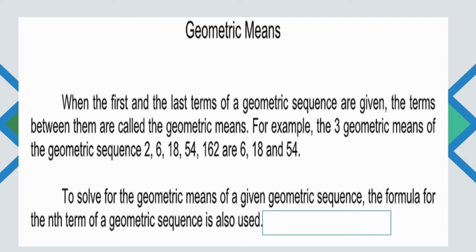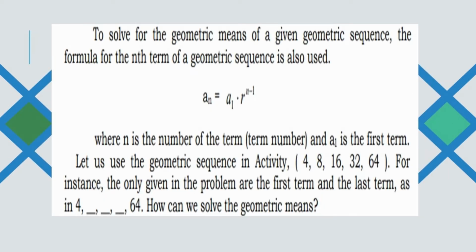To solve the geometric means of a geometric sequence, the formula for the nth term of the geometric sequence is also used. So, we're going to have a sub n equals a sub 1 times the common ratio raised to the n power minus 1, where n is the number of terms, or the term number, and the first term, or a sub 1.